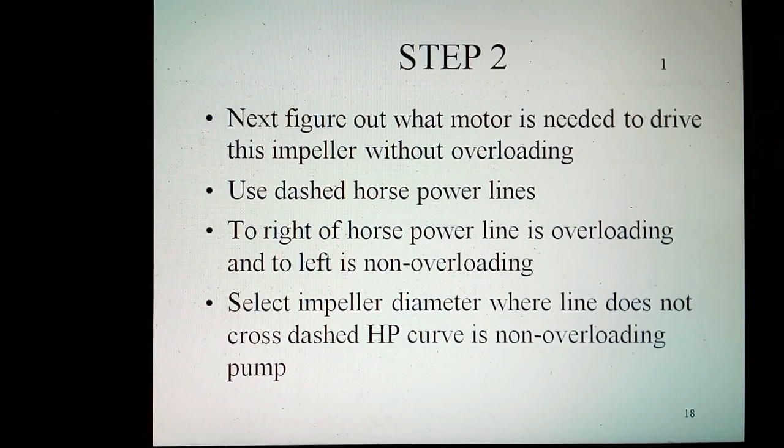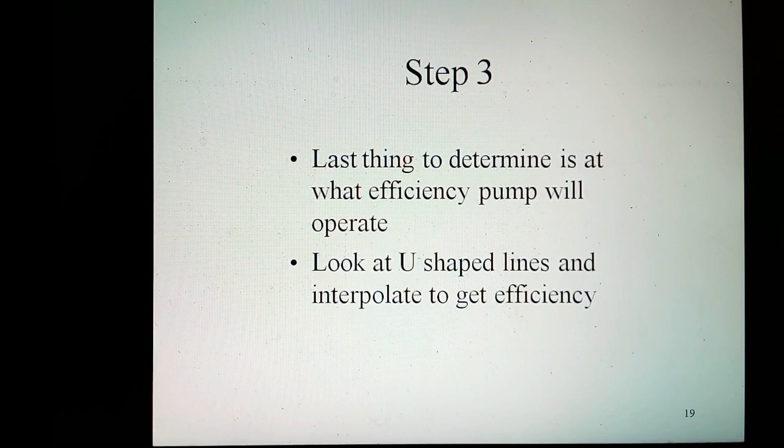Step 2. The next thing to figure out is what motor is needed to drive this impeller without overloading. To do this, use the dashed horsepower lines. To the right of the horsepower line is overloading and to the left is non-overloading. Selecting an impeller diameter where the line does not cross the dashed HP curve is a non-overloading pump. Step 3. The last thing to determine is at what pump efficiency the pump will operate. Look at the U-shaped lines and interpolate to get the efficiency.